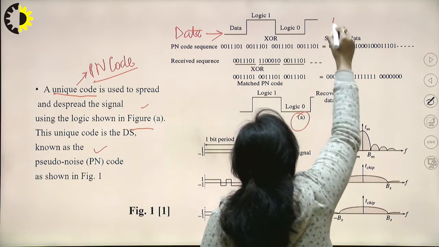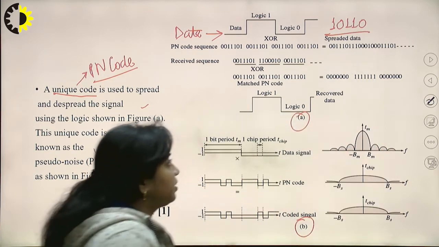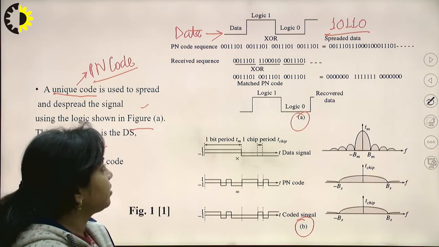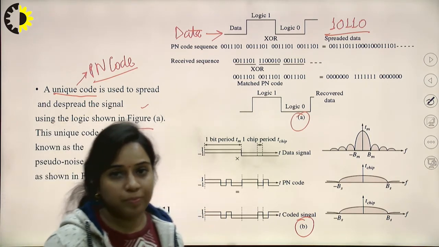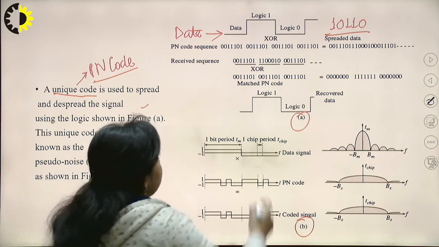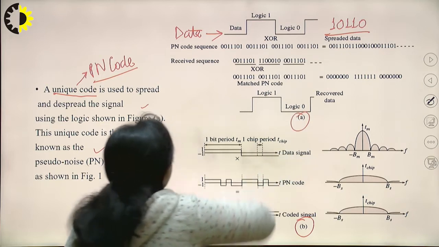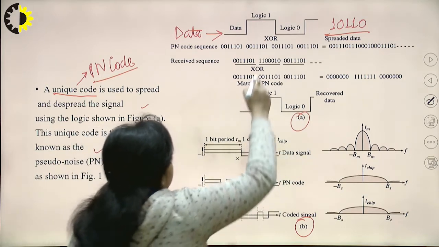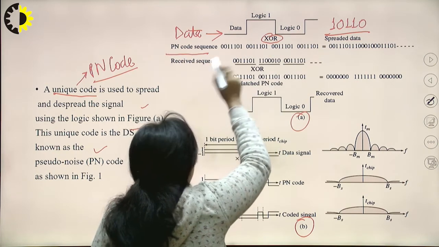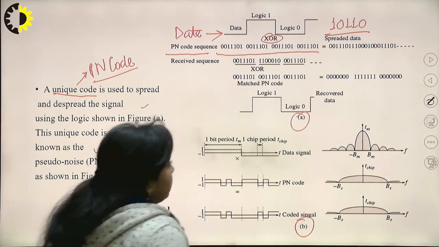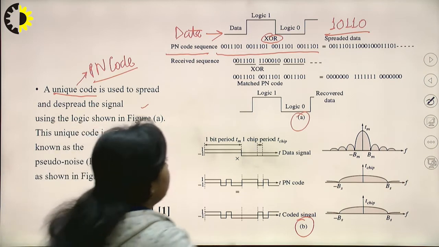Now, let us say this is 1 0 1 1 0. So, I am taking 5 bits as a data sequence, as a data code, or the original data that I want to convert using the spread spectrum method. Now, 1 will be shown by this logic 1 and 0 will be shown by this logic 0. Now, the XOR operation will be done on this PN sequence. You can see the length of this PN sequence is higher, it has a higher number of bits as compared to the original data.